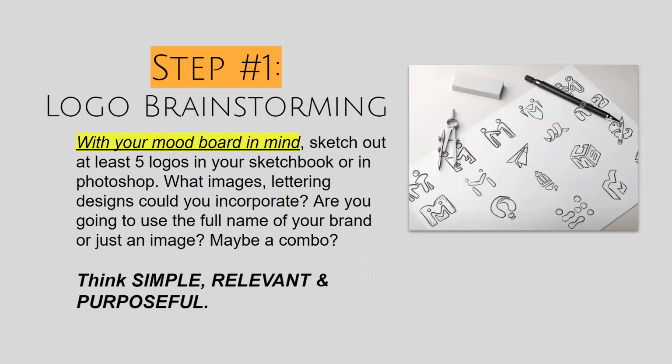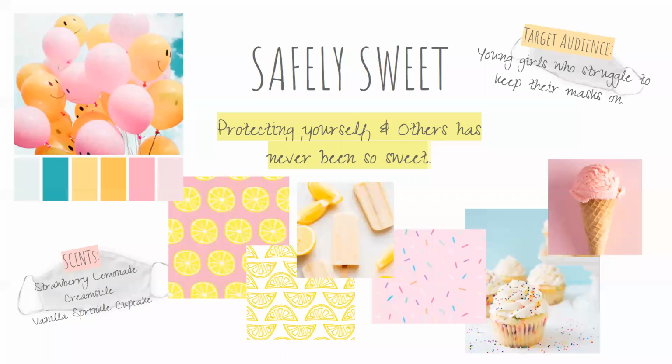So step number one, you first need to do your logo brainstorming. You should already have a mood board in mind. Here's mine, so you can see what that looks like, but you should have already completed this and turned it in. And so being able to sketch out some different ideas should be fairly simple. You can sketch them in a sketchbook, in a notepad, honestly, even on a napkin, it doesn't matter. I just want you to be thinking about how you can put things together and what you might use to create your very specific logo.